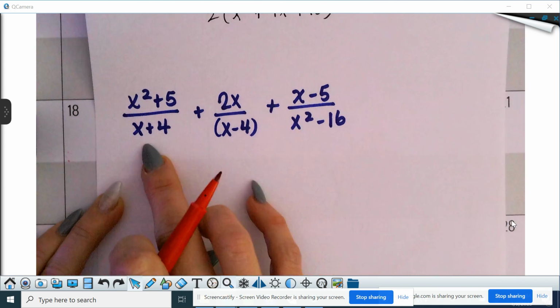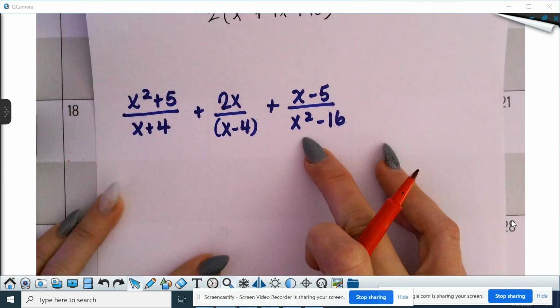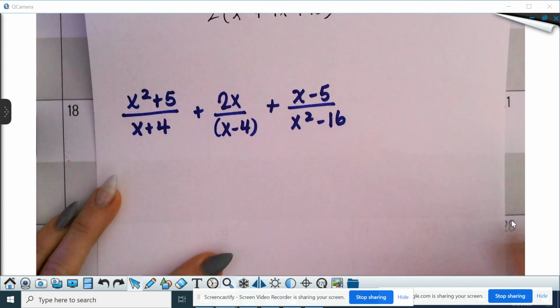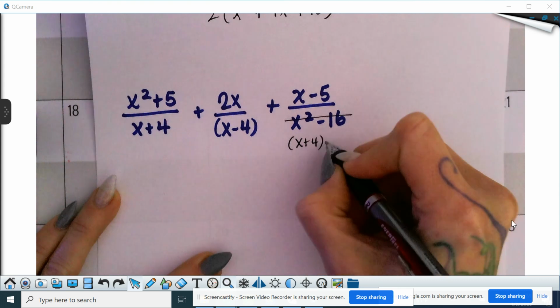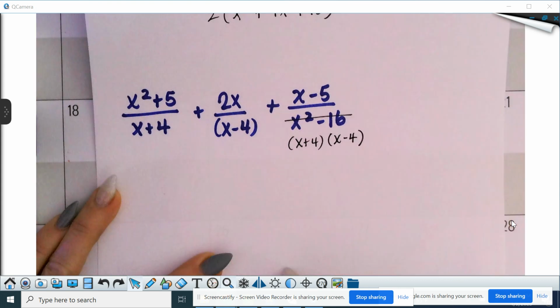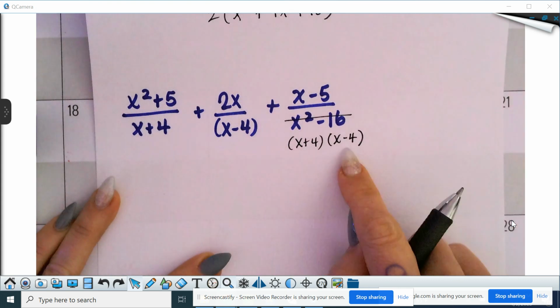X minus 4, x squared minus 16. So we should be able to factor that one. And that's a difference of squares. So it's going to be x plus 4, x minus 4, because remember, there's always a positive and a negative every time you take the square root of anything.